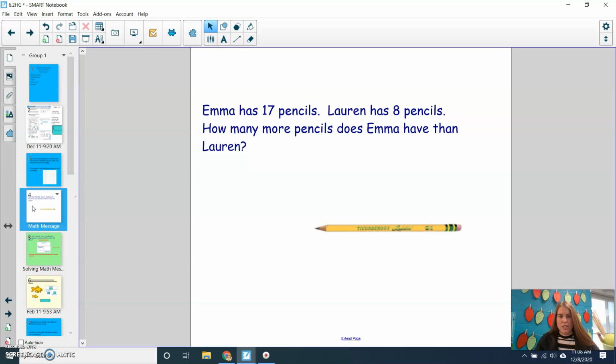So here's our first question today. It says Emma has 17 pencils, Lauren has 8 pencils. How many more pencils does Emma have than Lauren? Can you take a moment to think about solving that? And then we'll talk about some strategies. Press pause.